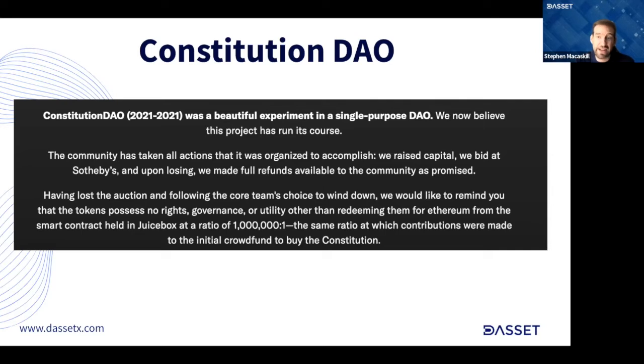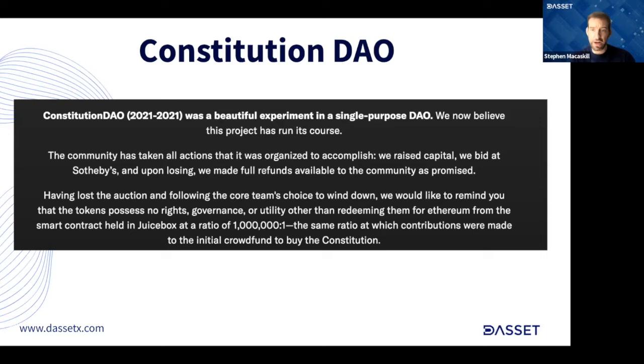And so the DAO raised $30 million in ETH, the auction happened, and somebody outbid them. So they were unable to collect enough funds to buy the Constitution. And what ended up happening was a closure of the DAO.